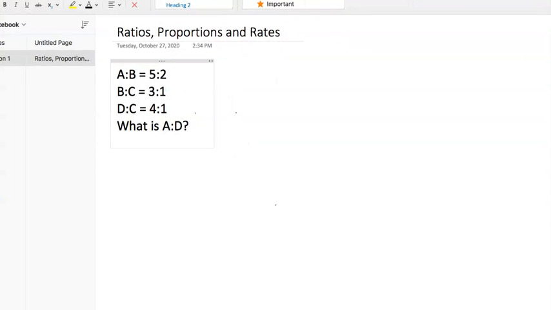This video is on ratios, proportions, and rates. So we got three questions here. These can be a little tricky if you don't know how to solve them. So let's go ahead and take a look.